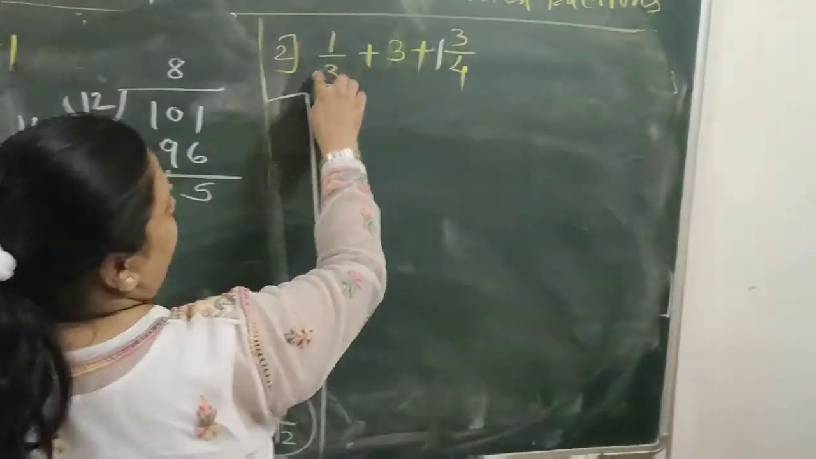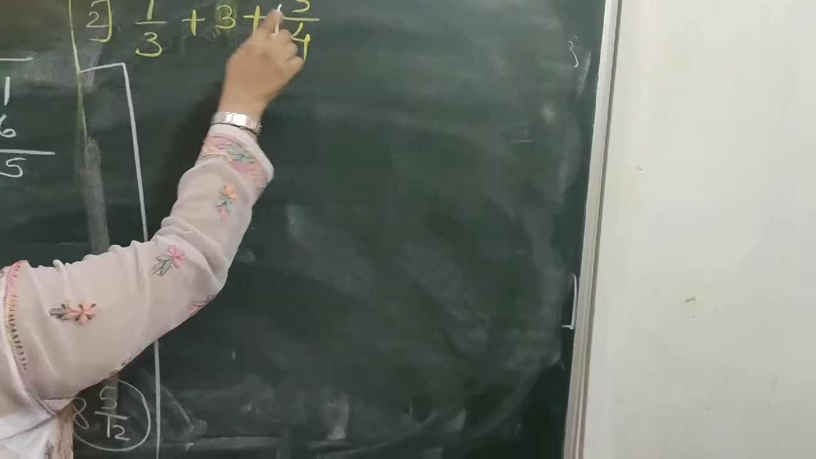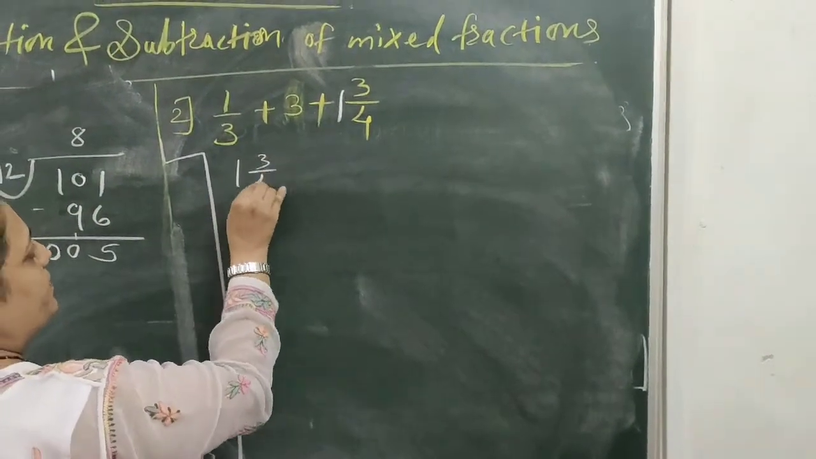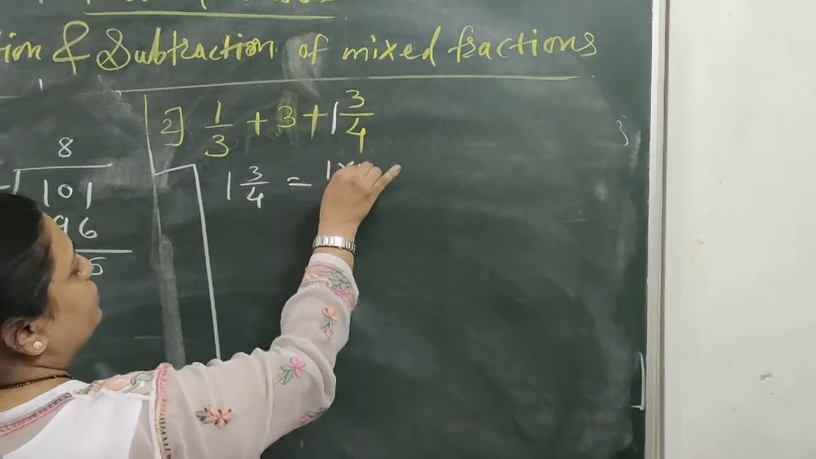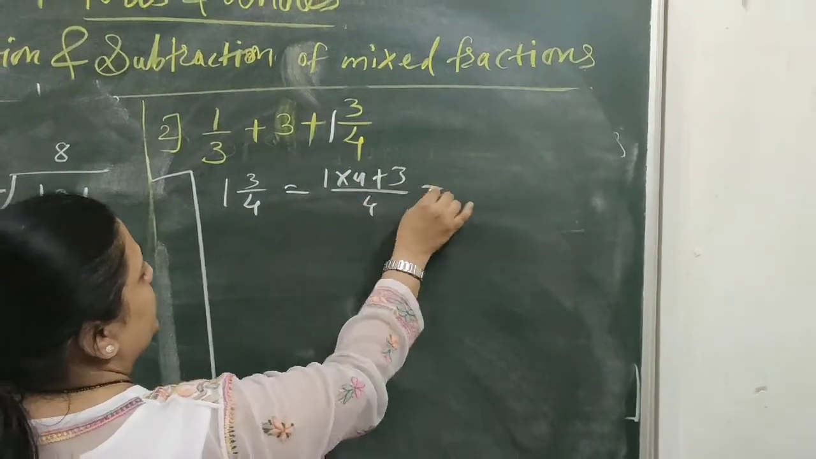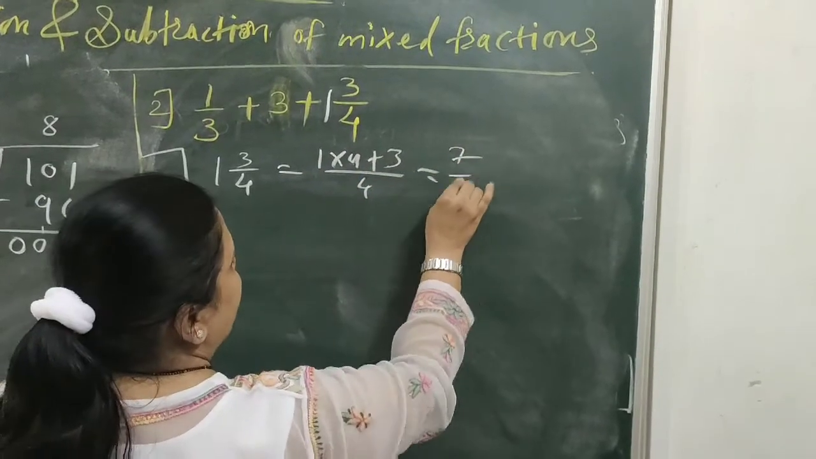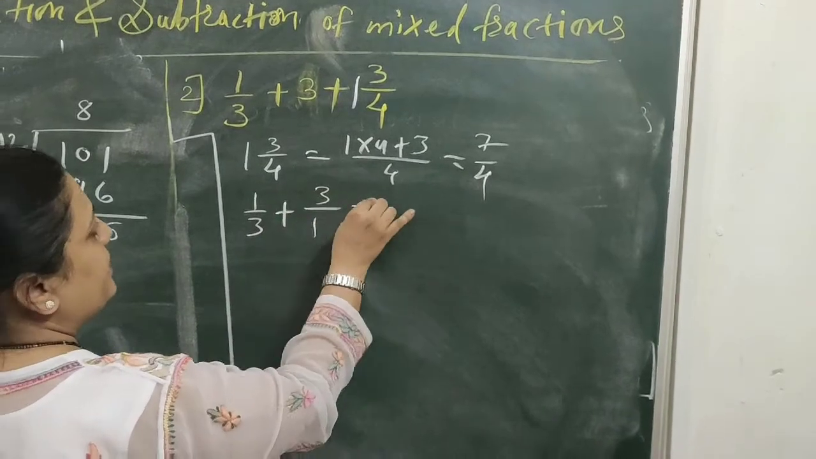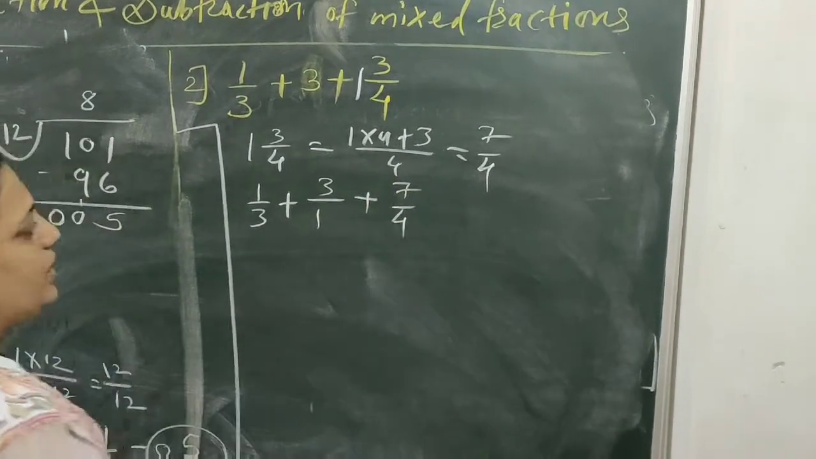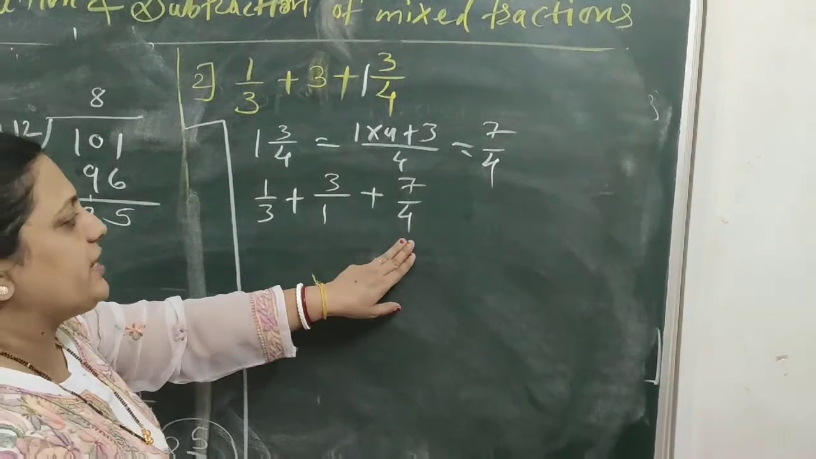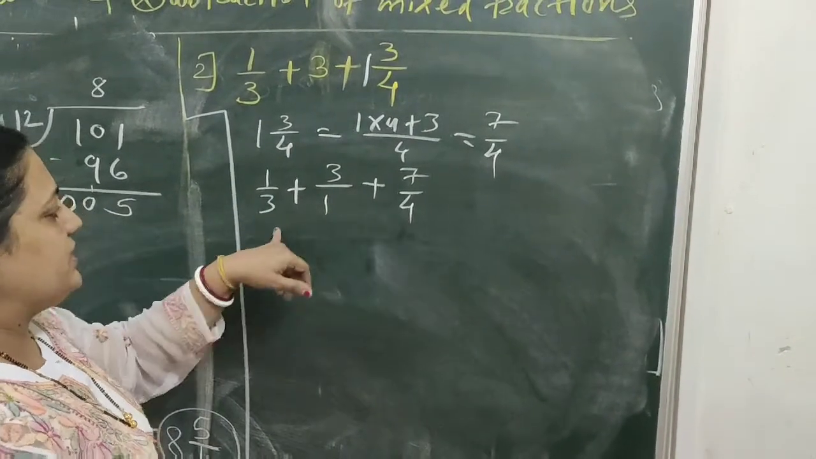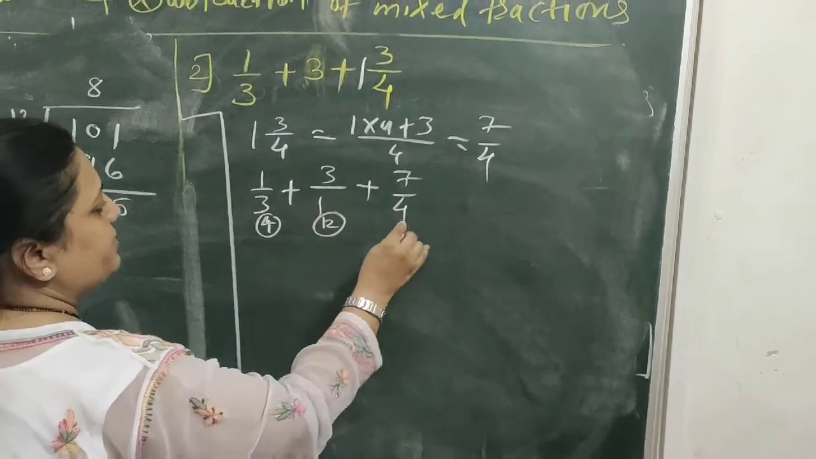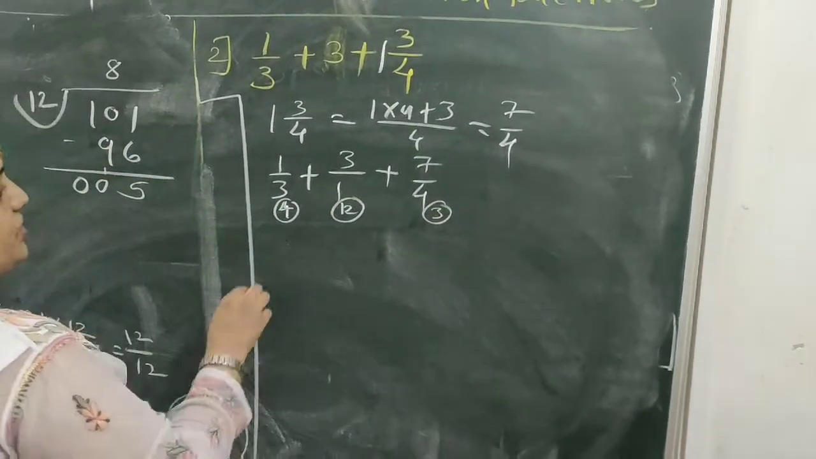Now see one more example here, 1 by 3 plus 3 plus 1 3 by 4. So here first we will convert this mixed fraction into an improper fraction. So 1 into 4 plus 3 by 4. So 4 ones are 4 plus 3, 7 by 4. Now what we got? 1 by 3 plus 3 by 1 plus 7 by 4. Again here denominators are not the same. So 3 4s are 12, 4 3s are 12. So this we will multiply with 4, this we will multiply with 12, and this we will multiply with 3.